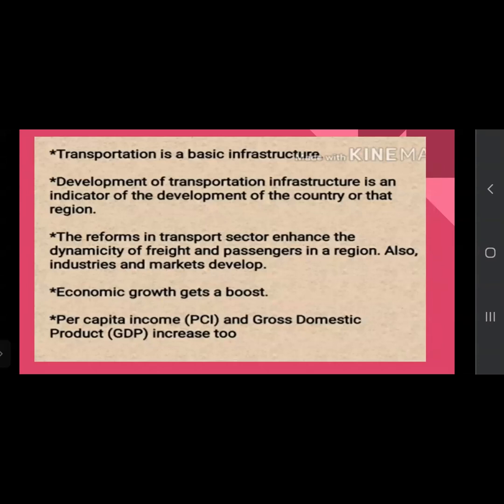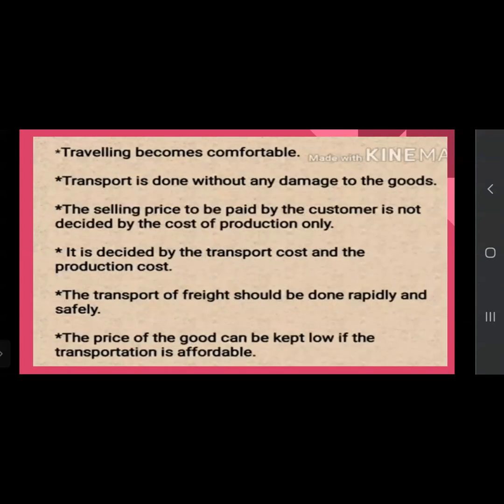Transportation is a basic infrastructure. Development of transportation infrastructure is an indicator of the development of the country or region. We have seen all this, and we'll take a glance at it again. Reforms in the transport sector enhance the dynamism of freight and passenger movement in the region. Also, industries and markets develop, economic growth gets a boost, and per capita income and gross domestic product increase too.